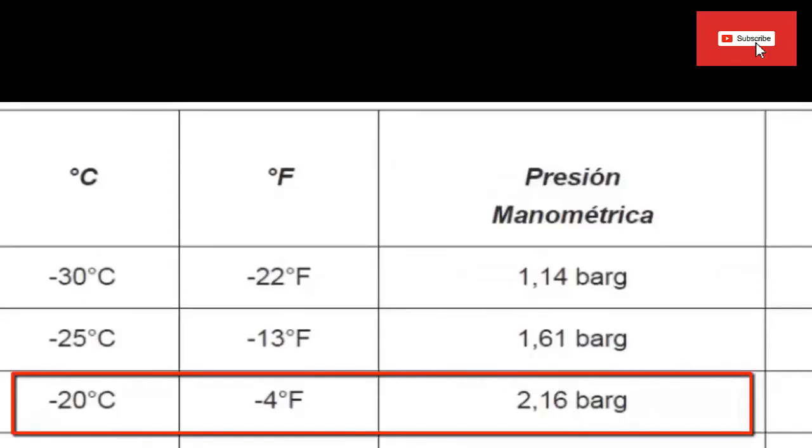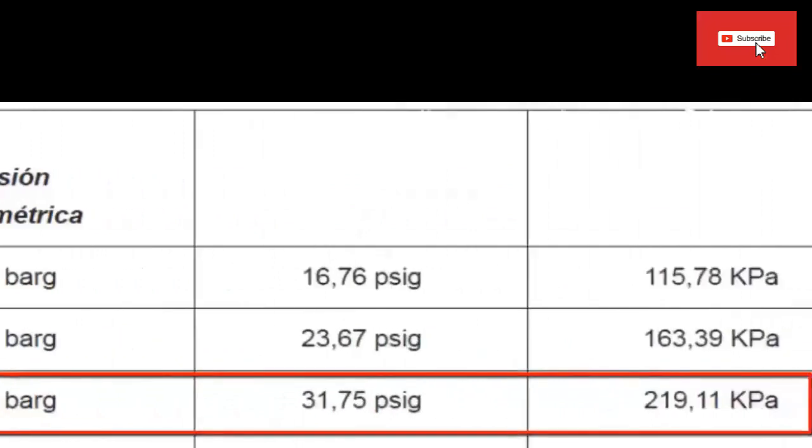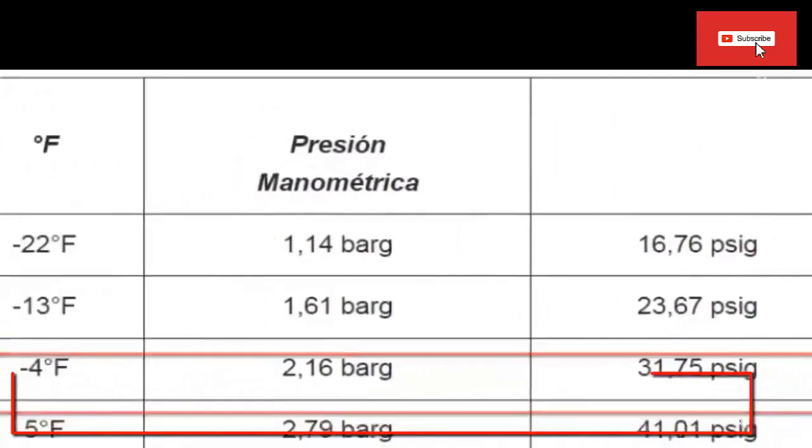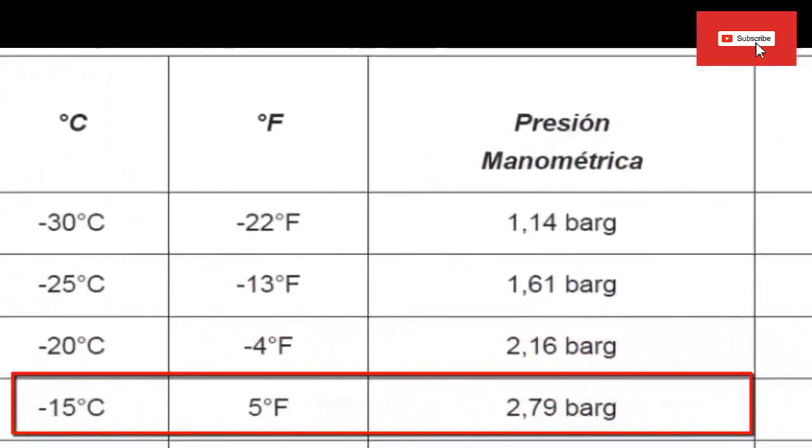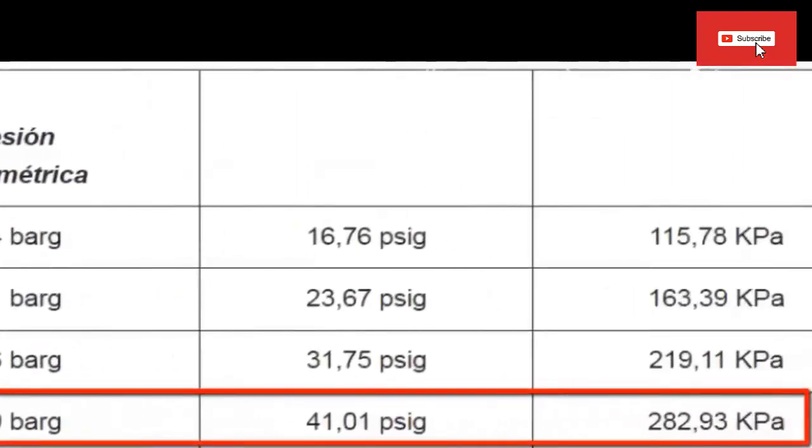1. To reach a temperature of -20 degrees C in the evaporator, equivalent to -4 degrees F, a low gauge pressure of 2.16 bar is needed, equivalent to 31.75 psi or 219.11 kilopascals. 2. To achieve a temperature of -15 degrees Celsius in the evaporator, equivalent to 5 degrees Fahrenheit, a low gauge pressure of 2.79 bars is needed, equivalent to 41.1 psi or 282.93 kilopascals.